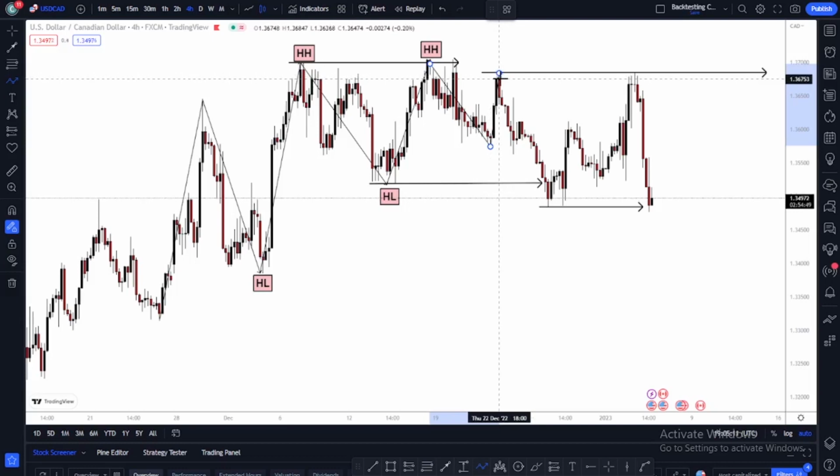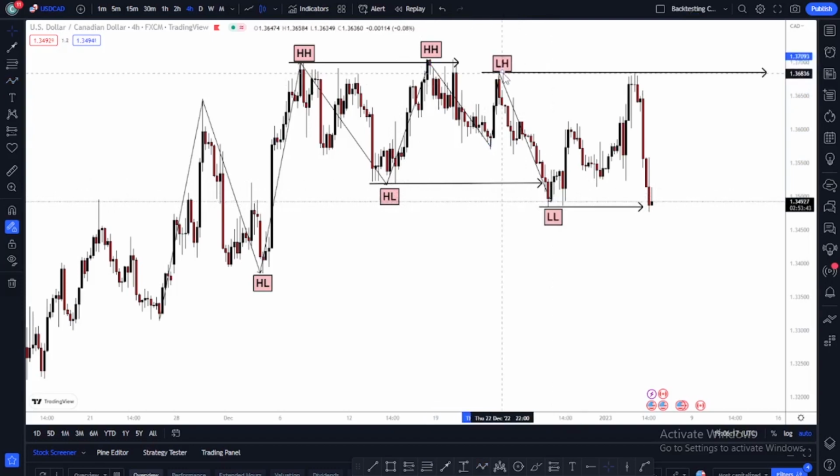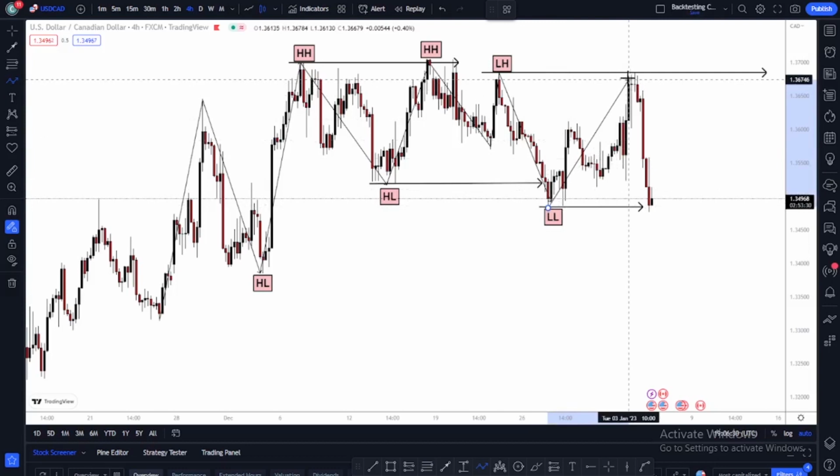Do you get me? I repeat, this is a confirmed lower high because it went down, closed below a higher low, and created a new lower low. After price created our lower low, what did it do next? It retraced back to our lower high.